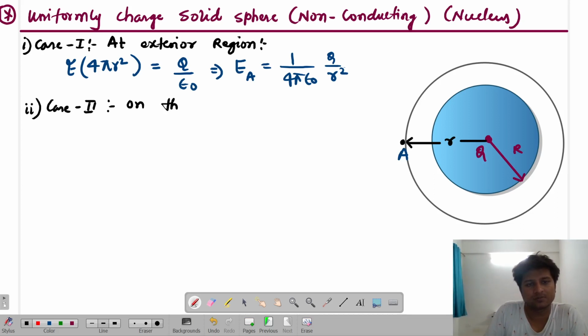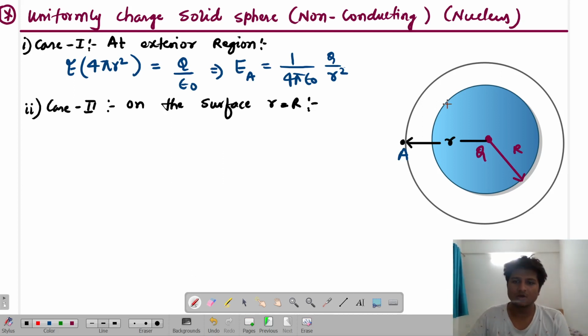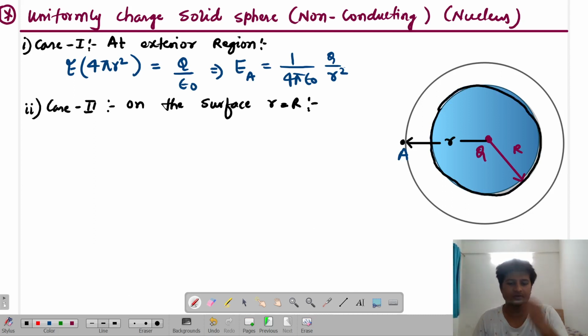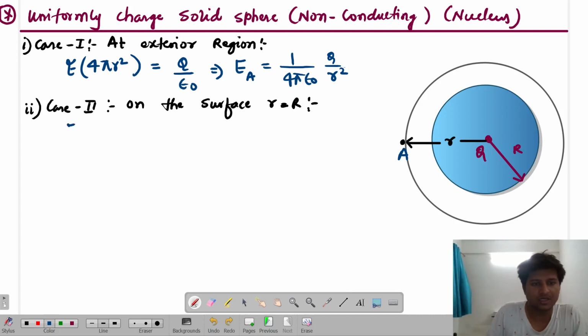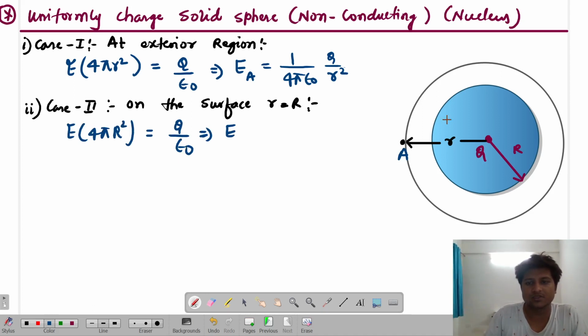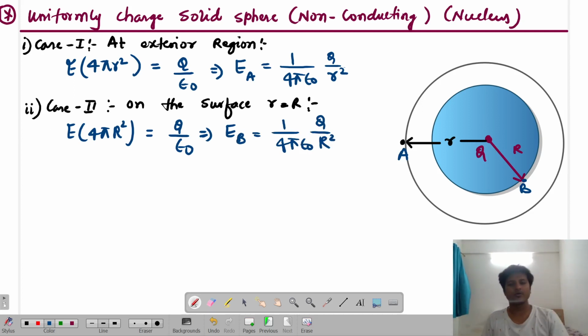on the surface r is equal to capital R. So when I draw the Gaussian surface, it will still cover the same charge Q which is inside the surface, or not? But the area will change, isn't it? So it will be E into 4 pi capital R square equals Q by epsilon naught, और E at surface मान लो ये B है, so it is 1 by 4 pi epsilon naught capital Q by R square. Are you able to get me?